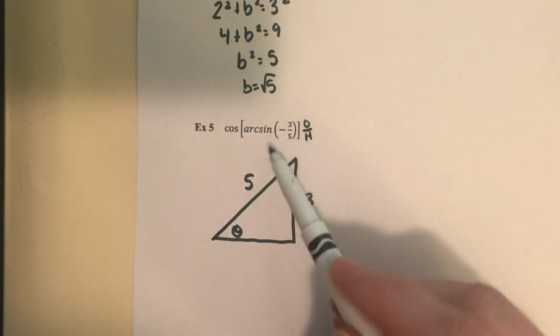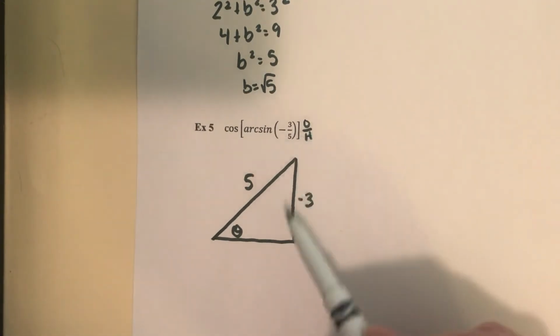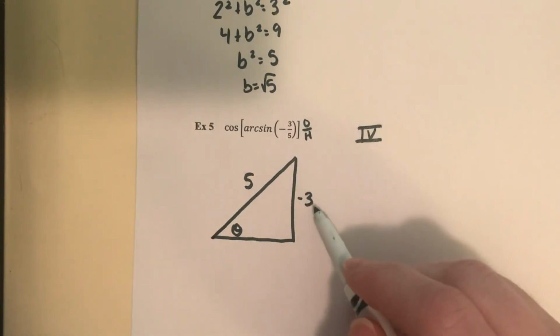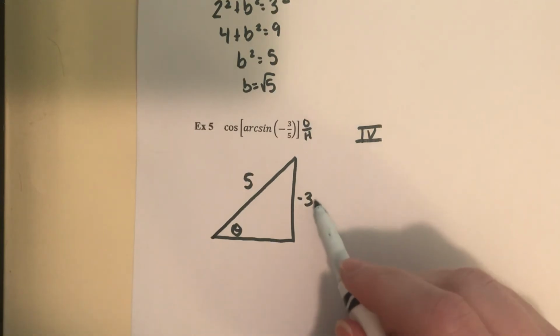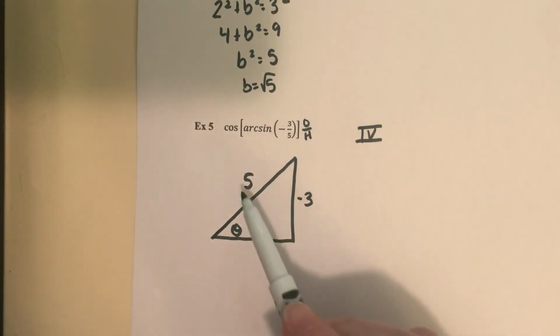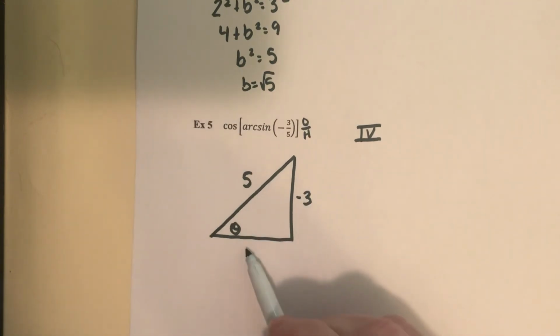Okay, so now arc sine exists in the first and fourth quadrant. So I must be dealing with a fourth quadrant triangle if I have a negative side. So I'm going to find the other side of this triangle. Now I know this is a Pythagorean triple. This is a 3, 4, 5. So I'm going to label this side 4.